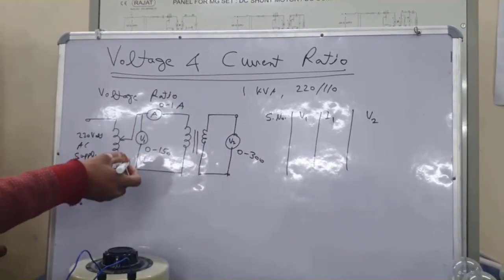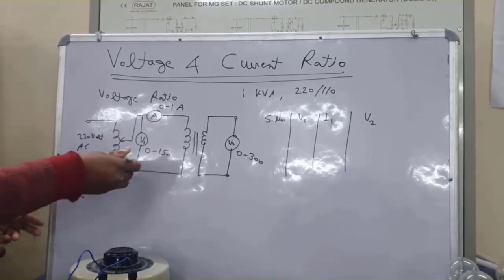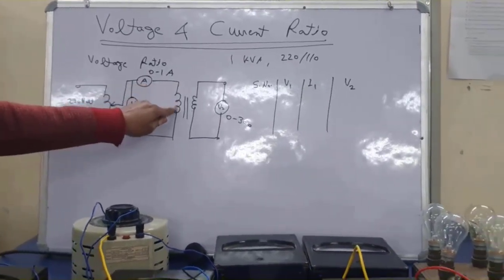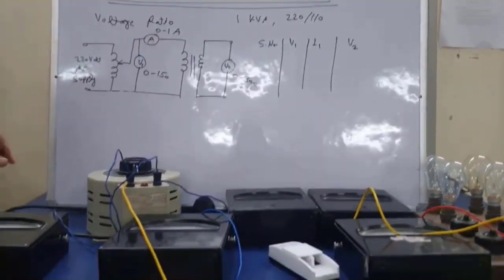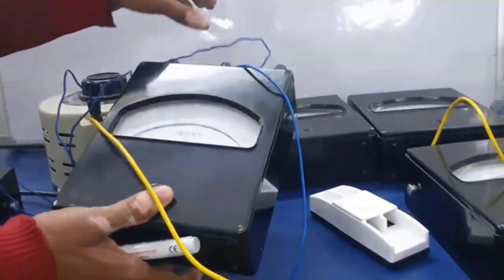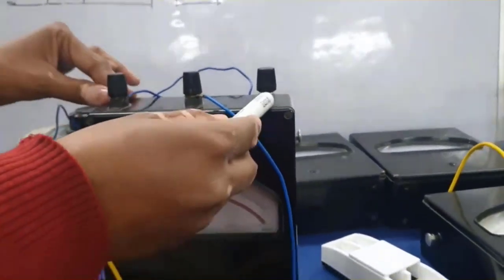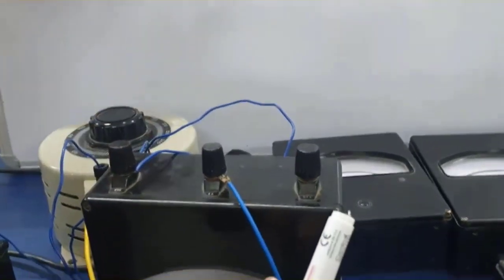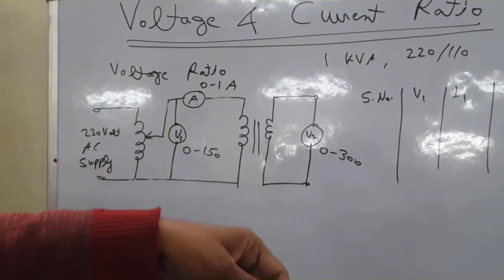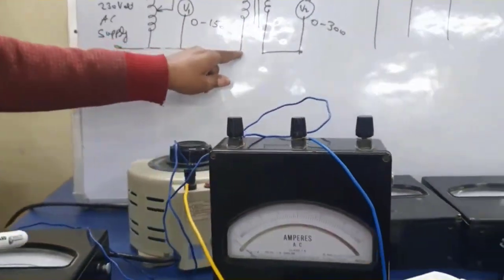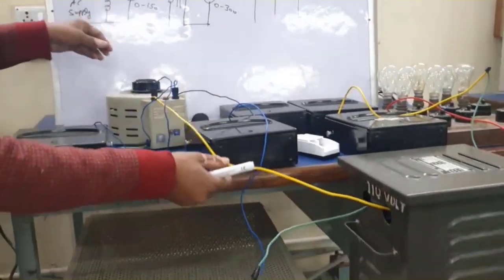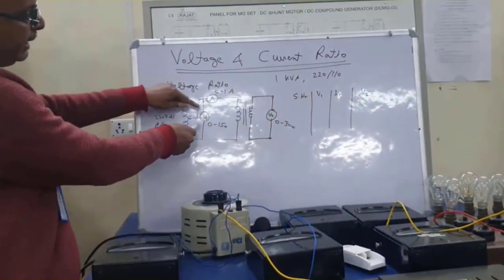First of all, we will connect the circuit in this manner. How to connect the circuit? This is the primary winding. The primary winding is connected to the ammeter in series. So we connect a wire to the ammeter. The ammeter has 2 ranges, 0.5 and 1 ampere. This wire is connected to the 1 ampere range, and the second wire goes to the auto transformer. So we connect the auto transformer here, and the voltmeter is connected in parallel.